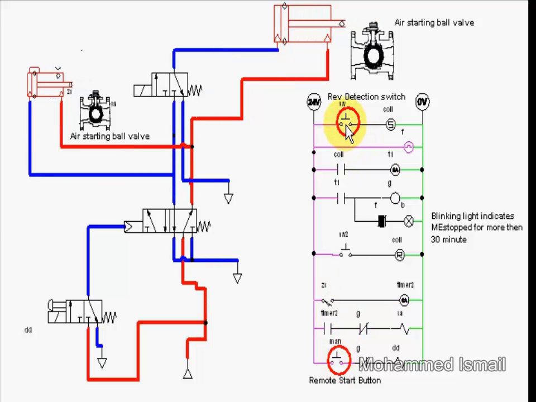In the starting sequence, when the starting push button is pressed, air first goes to the slow turning valve, which turns the engine to a specific revolution for a specific time. When the slow turning phase is finished, the main air starting valve is signaled to open to supply the required starting air.